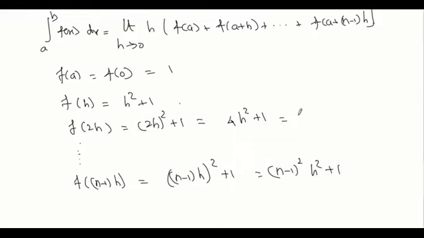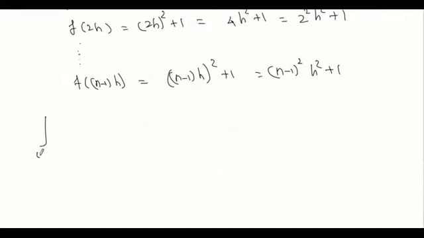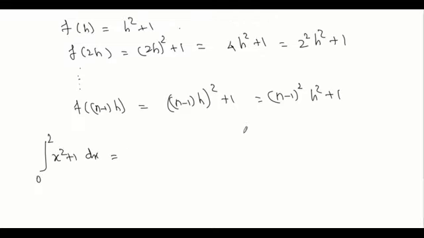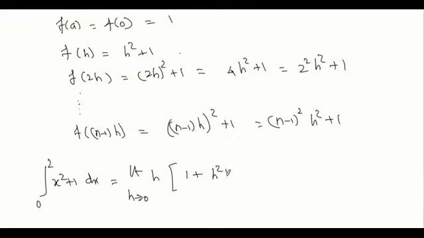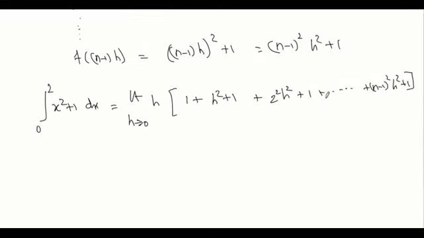Children, this can be written like this also: 2 square h square plus 1. Okay, that's all, children. So now the integral from 0 to 2 of x square plus 1 dx is nothing but the limit as h tends to 0 of h into, we can write from the beginning, 1 plus h square plus 1 plus 4h square plus 1 plus 2 square h square plus 1 plus etc. plus n minus 1 square h square plus 1. Okay, like this we can write.